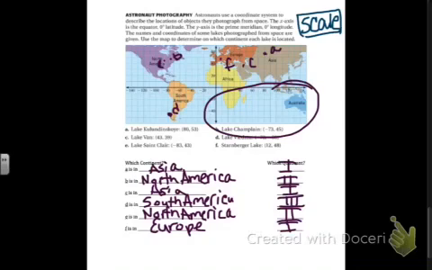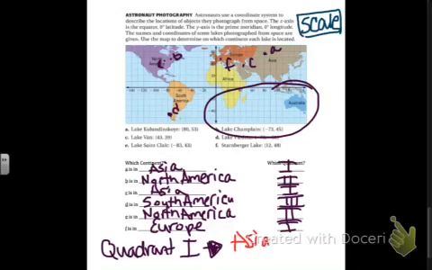But what if I told you a point was in quadrant 1? What options of continents would we have? Go ahead, pause, think about it. So if we look at quadrant 1, we can see that there's 3 options for continents. We can see that Asia, Europe, and Africa lie in quadrant 1. So using your quadrants and using your continents, you can tell which is where.